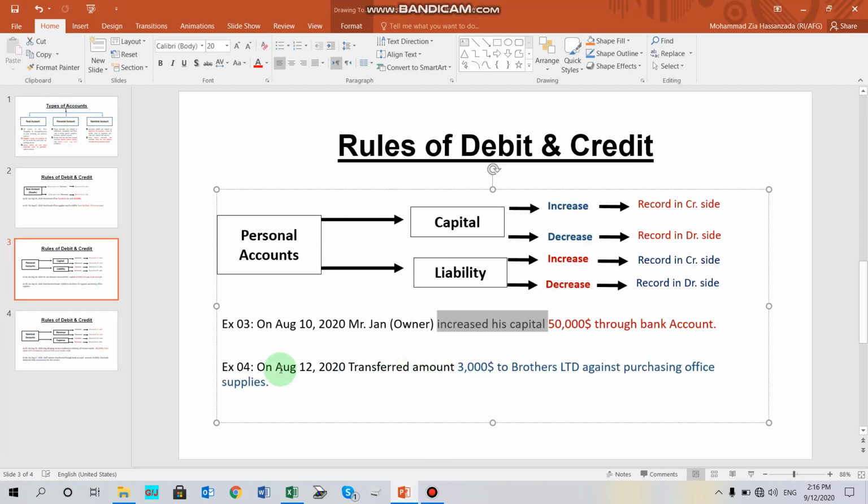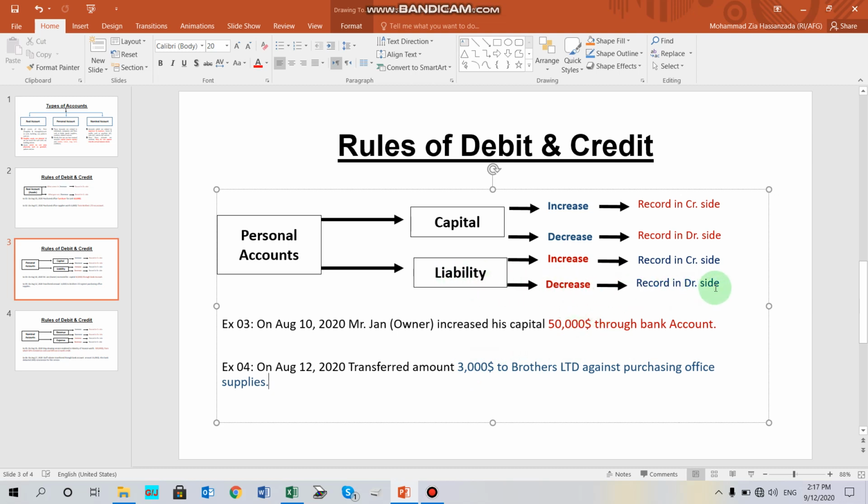The next one, on 12th of August, we transferred an amount of 3,000 to Brothers Company against purchasing office supplies. We had purchased some office supplies from Brothers Company on credit basis, and now we are going to transfer this amount to their bank account. Here, from one side, our liability is decreasing. When we pay our loan or when we pay our account payable, it means decrease in liability.